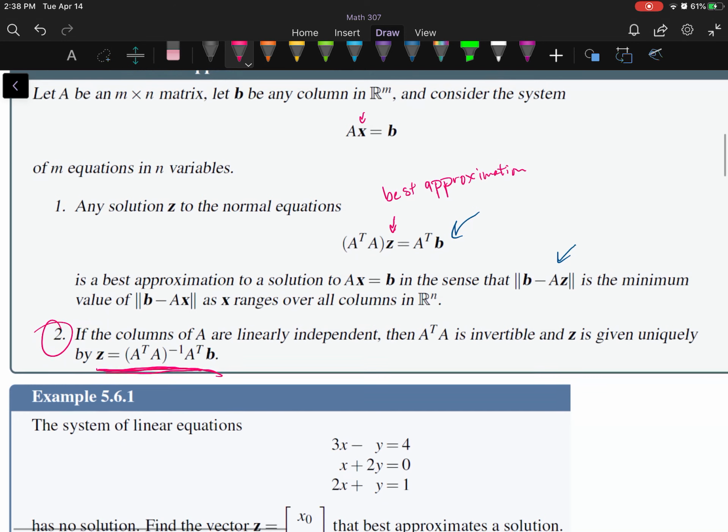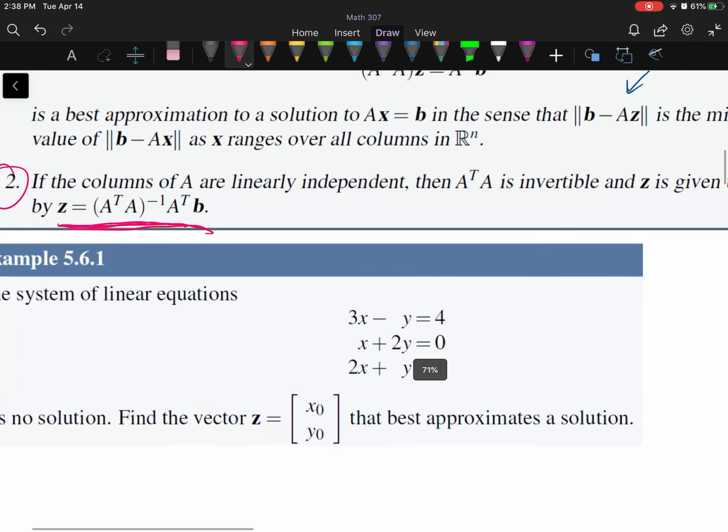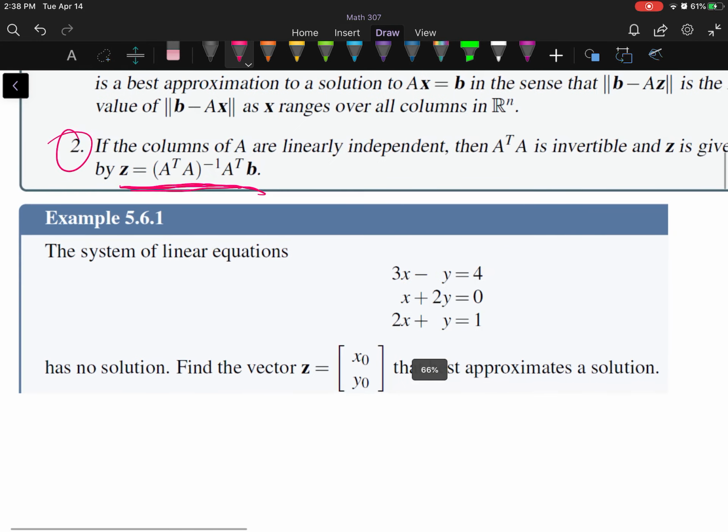Okay, so there's that. We've talked about that. Let's look at our first example here. This is example 5.6.1, and I do believe I made a GeoGebra for this. We have a system of linear equations, 3 equations and 2 unknowns.